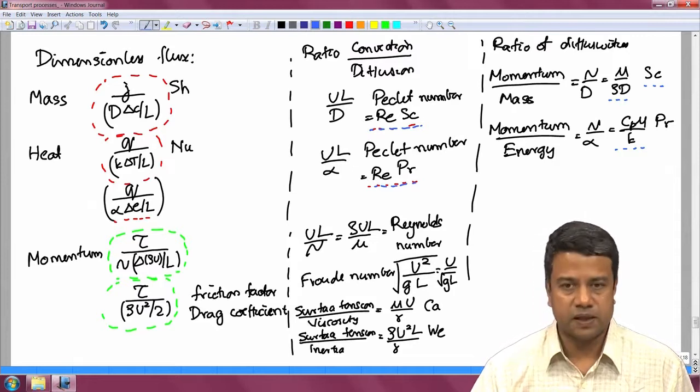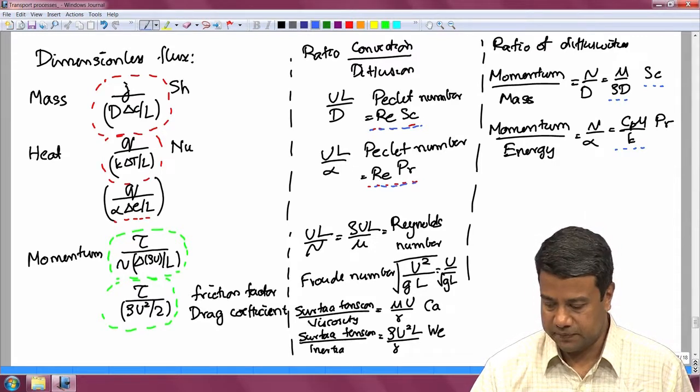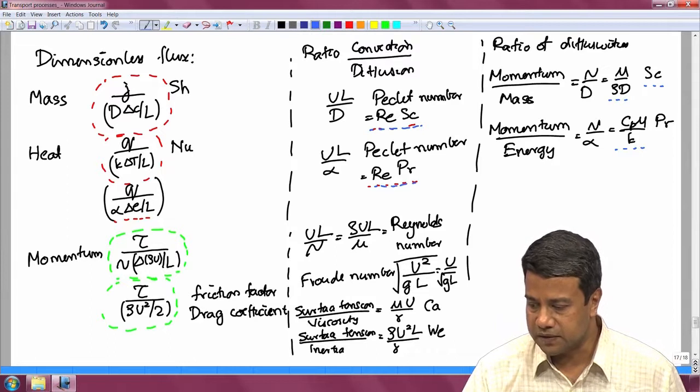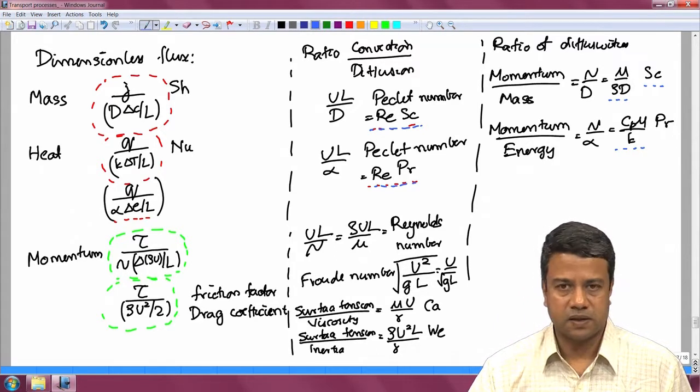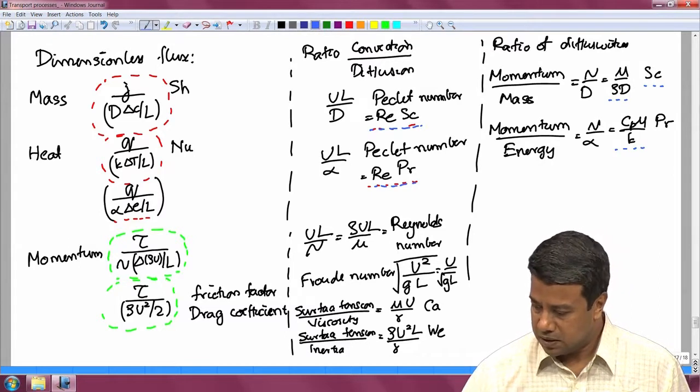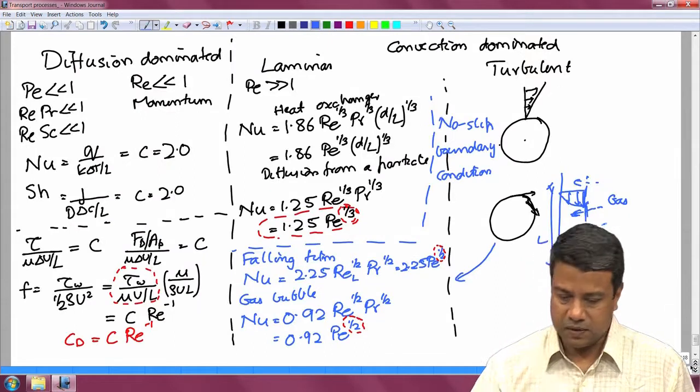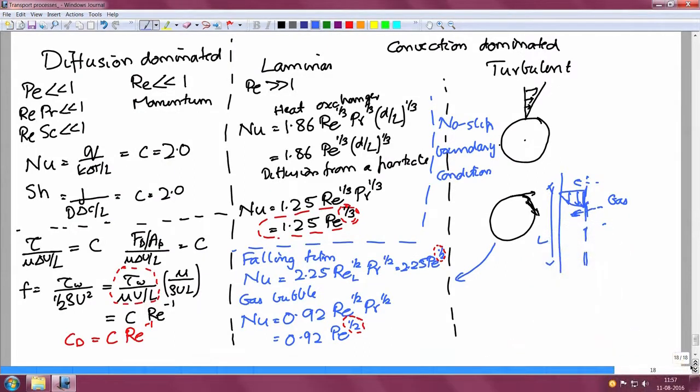For momentum, of course, it is the Reynolds number. And then of course, you have ratios of diffusivities, momentum to mass, momentum to energy. These are the Schmidt number and the Prandtl number. And we were trying to get some broad picture of what kinds of correlations you would expect on physical basis. We had divided the broad parameter regime into diffusion dominated and convection dominated.